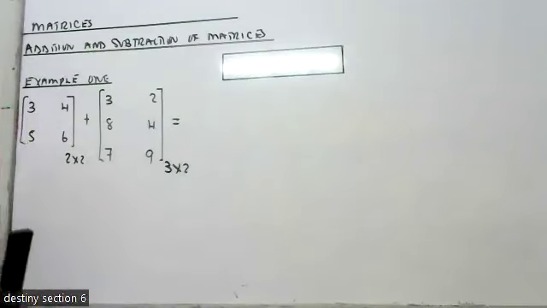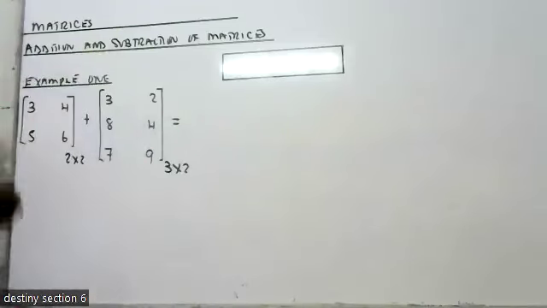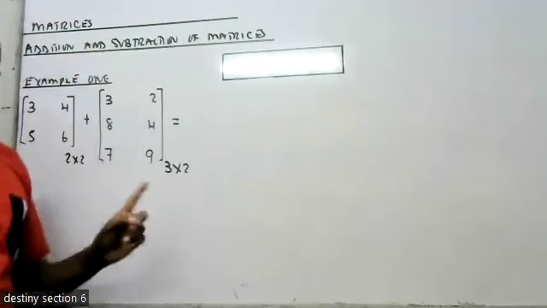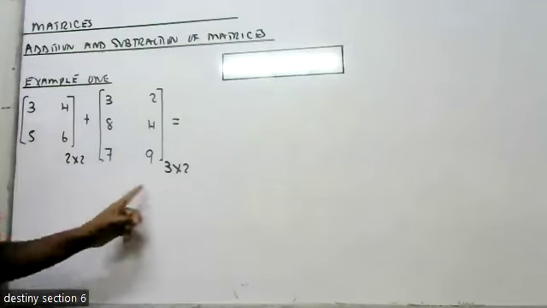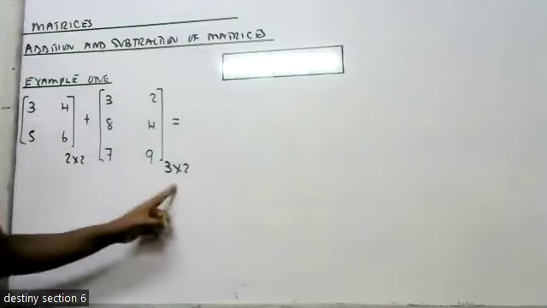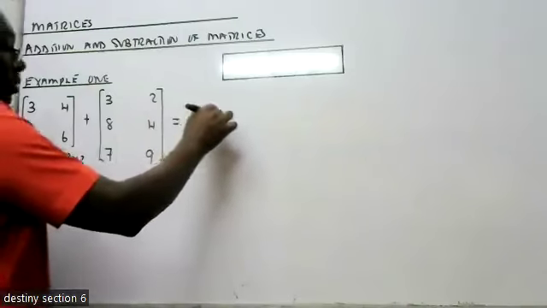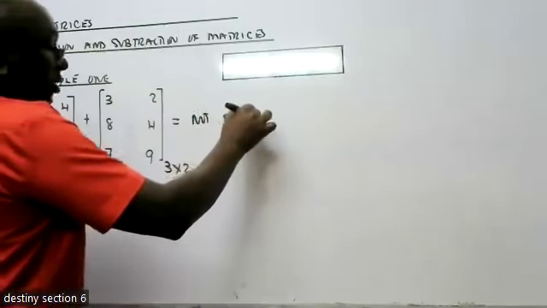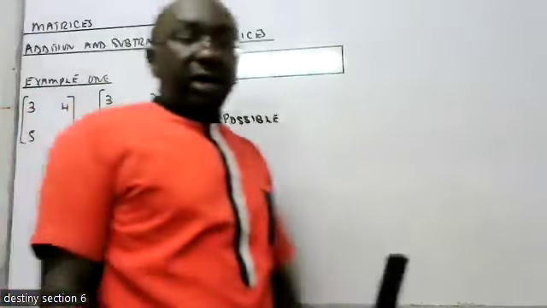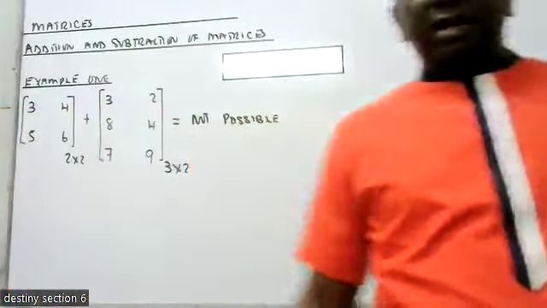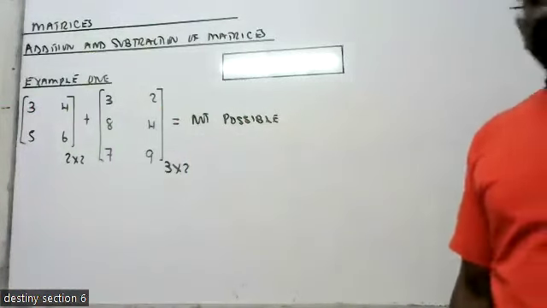Now, when you come to adding or subtracting matrices, matrices can only be added or subtracted if they are of the same order. Now, these ones, you can see this is not the same as this. So here, you simply tell us it is not possible. Why is it not possible? Because they are not of the same order.